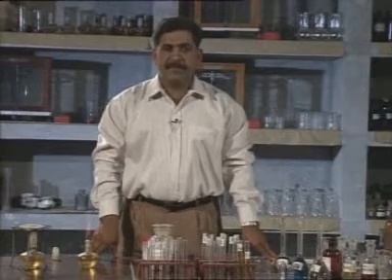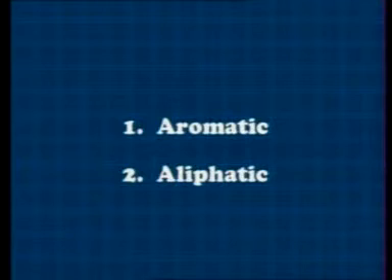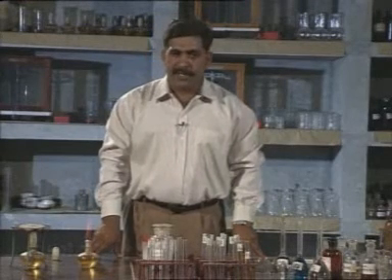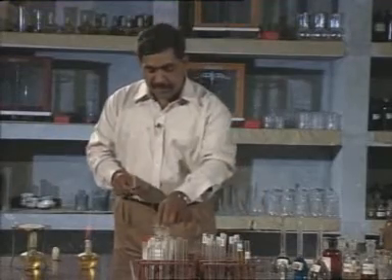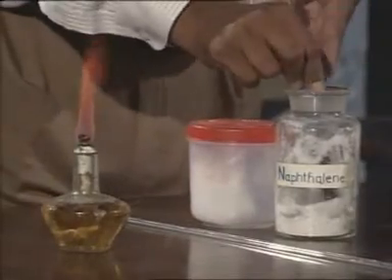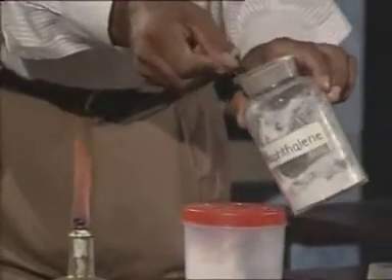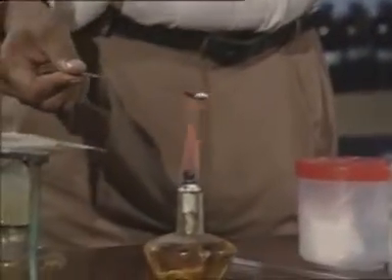Organic compounds are classified into two major groups. One group is called aromatic and second group is called aliphatic. How can one differentiate between aromatic and aliphatic? Take a little quantity of the given organic compound and burn this organic compound on the flame.